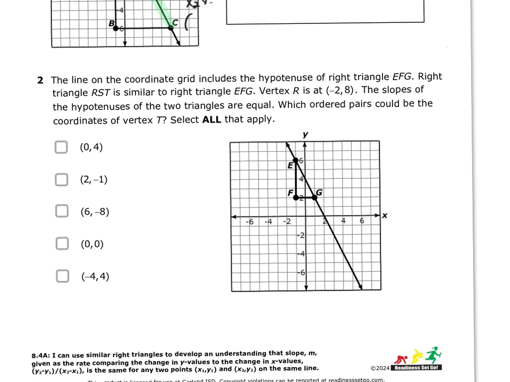Okay, the line on the coordinate grid includes the hypotenuse of the right triangle. Right triangle RST is similar to right triangle EFG. We have vertex R, we have the slopes of the hypotenuses of the two triangles are equal. Which ordered pairs? Okay, so there is a lot of academic vocabulary going on here. One word, I know that you're familiar with: right triangle. A right angle, you remember, is a 90-degree angle. A right triangle is just a triangle that has a right angle. And then we are talking about the hypotenuse of the right triangle.